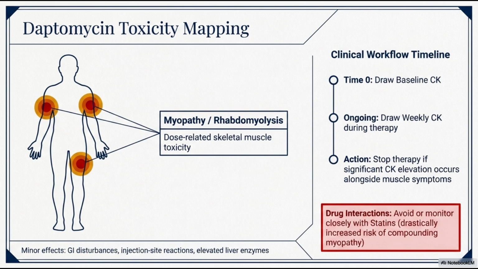If CK hits 5 to 10 times the upper limit of normal, and the patient has muscle weakness or pain, you stop the drug. Okay, but what if they don't have pain? If it hits 10 times the limit, you stop it, even if they are totally asymptomatic. Got it. And we have to manage concomitant statin use too, right? Since statins independently risk myopathy. Yeah, that's a huge point.